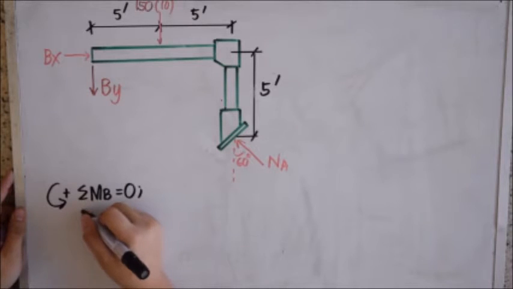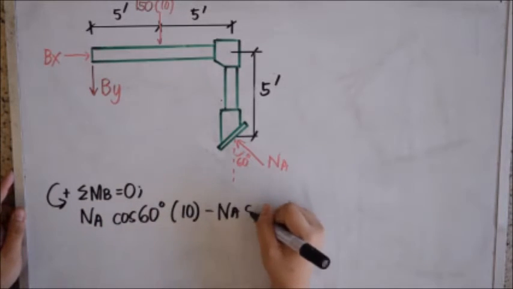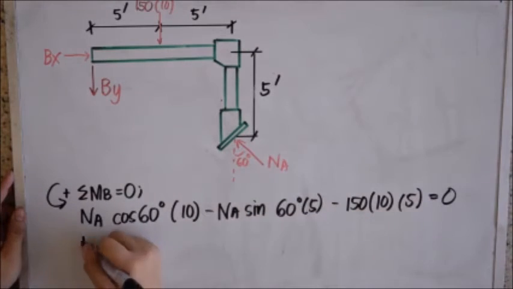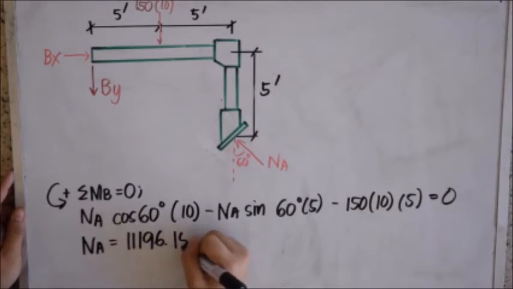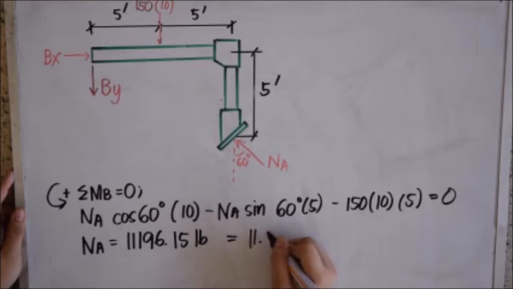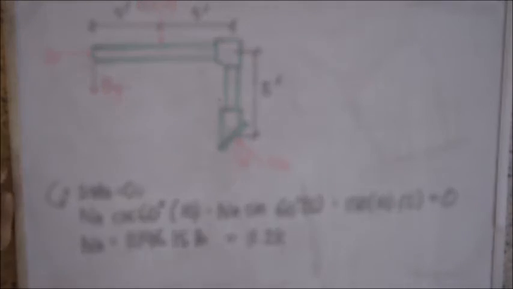NA cosine 60 times 10 minus NA times sine 60 times 5 minus 150 times 10 times 5 is equals to 0. So, ang NA natin is equals to 11,196.15 pounds, which is 11.2 kips.